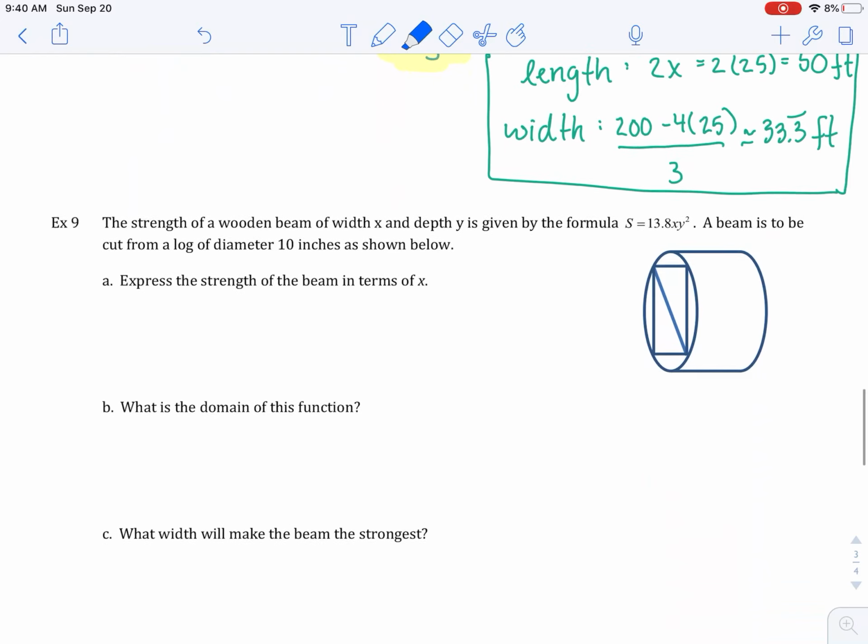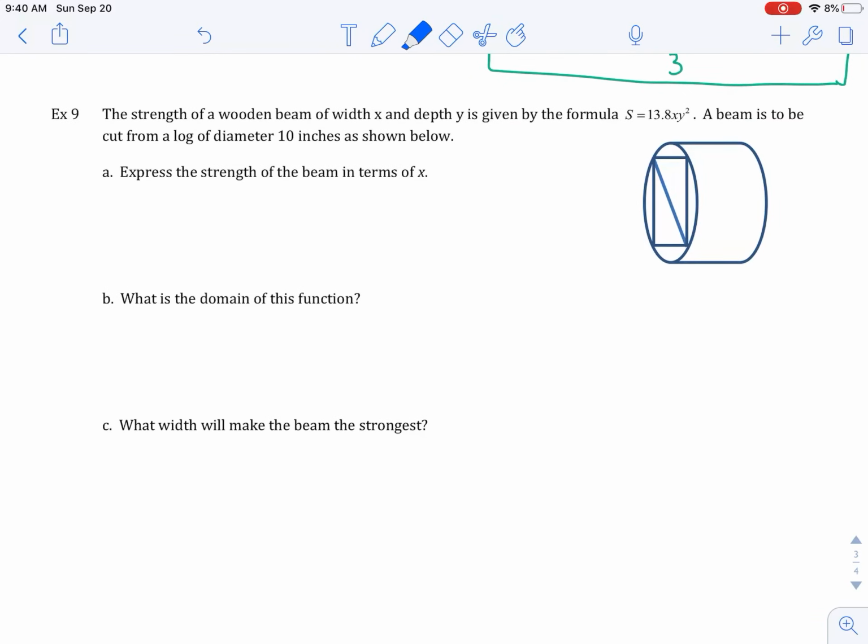So that takes us into the last one, example 9. The strength of a wooden beam of width x and depth y is given by the formula S equals. A beam is to be cut from a log of diameter 10 inches as shown below. Part A, express the strength of the beam in terms of x.